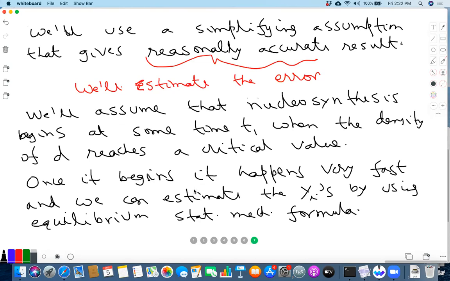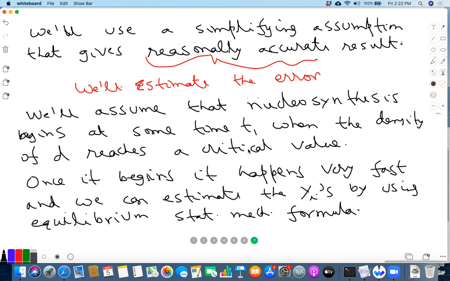So when I said we will estimate the error, we will actually estimate the error in t1. We'll see that if we assume that it happens instantaneously, we'll be able to make a prediction of the helium to hydrogen ratio at least. And then we will make an estimate of the error that we make in t1, and that will tell us how much error we are making in estimating the helium to hydrogen ratio.